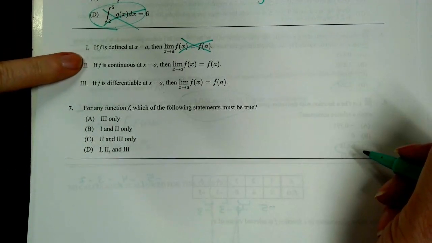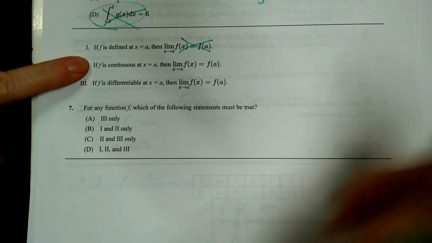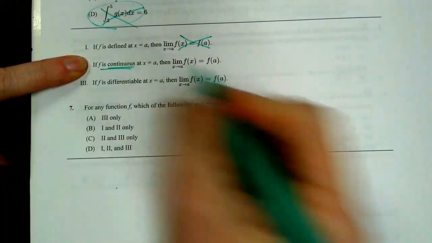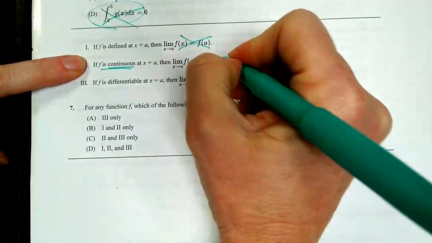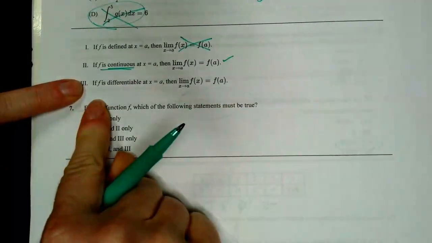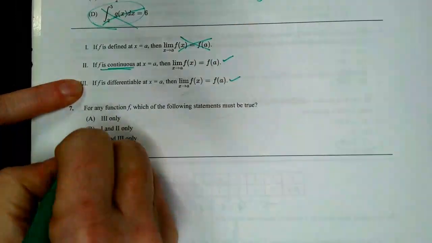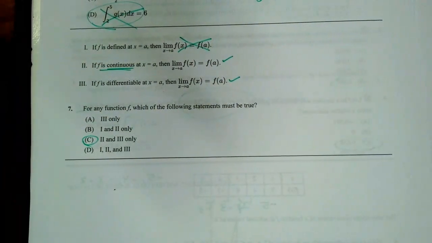If f is continuous at x equals a, then the limit as x goes to a... That's what I got wrong. It says it's continuous, so that's true. That has to be true. If it's differentiable, then yeah, that's true too. It's C. Oh my gosh, I thought it was all 3. I was so confident 3 was not correct.